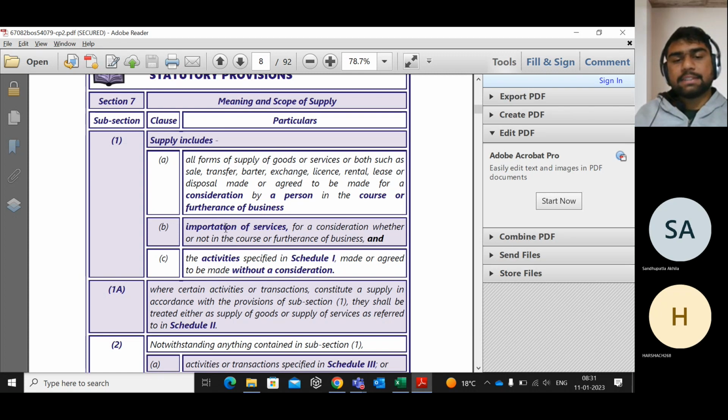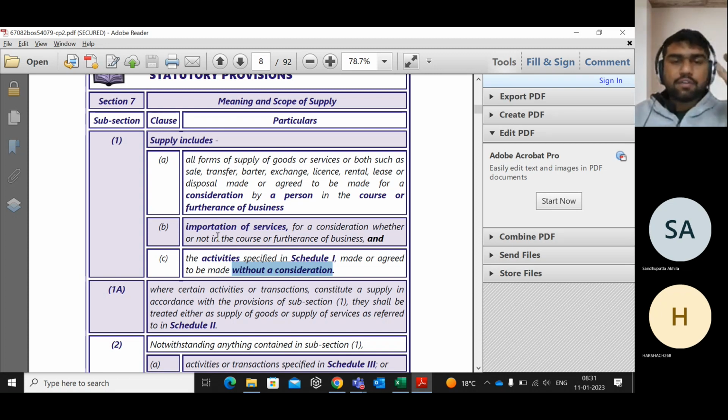And point number 3 says even if it is without consideration, it is treated as supply. Okay. First, point A says the transaction should involve consideration and it should be in the course or furtherance of business. But there are some services, whether or not in the course or furtherance of business, that should be treated as supply. What are the services? Only import of services. See, B and C are the provisos for A. For provisions, there is an exclusive list.